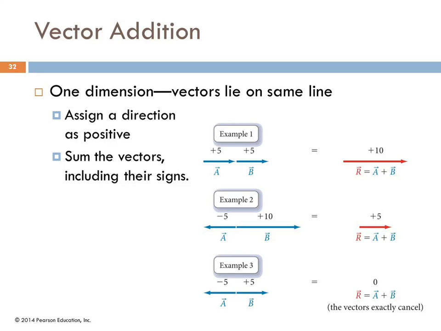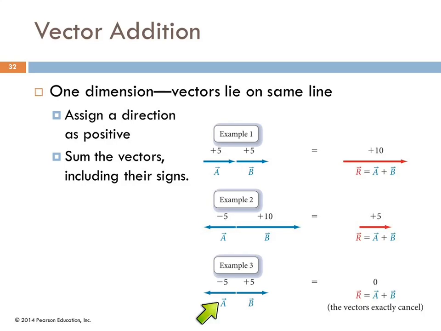So let's look at vector addition. In one dimension, it's relatively simple. So here we have a vector of +5 going from left to right and +5 going from left to right. We're going to add these two together, and we're going to get +10 in that same direction. In this example, we have 5 going to the left, a -5, and a +10. We add those together, and we get +5 to the right. Are you with me?